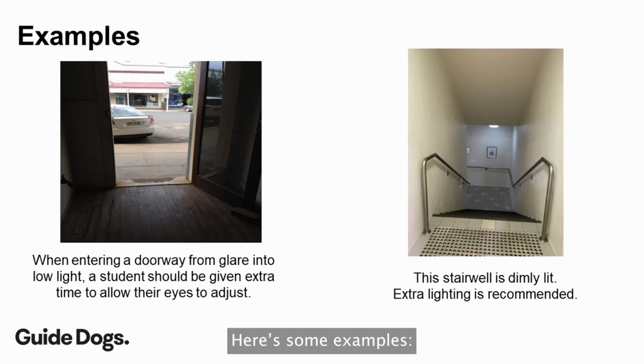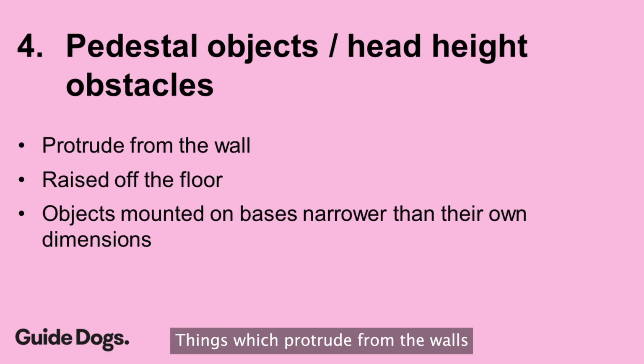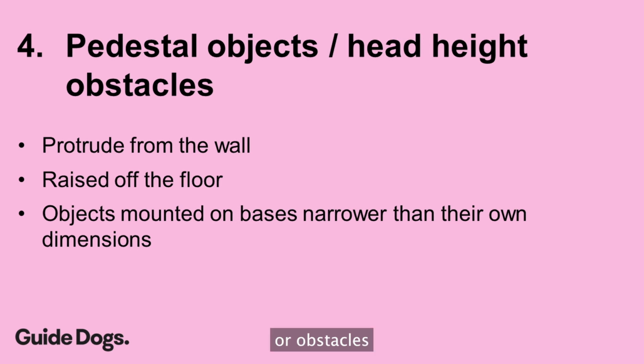Here's some examples. When entering a doorway from glare into low light, a student should be given extra time to allow their eyes to adjust. The picture on the right, this stairwell is dimly lit. Extra lighting is recommended. Things which protrude from the wall or that are raised off the floor, or obstacles which are mounted on bases which are narrower than their own dimensions, are pedestal objects.